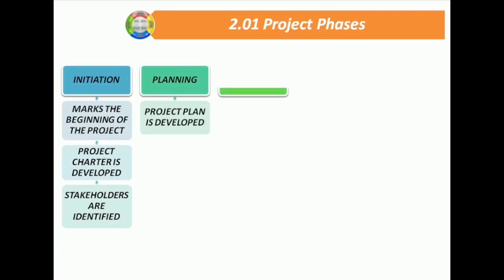This is followed by execution. The project work is carried out. Execution is where the teams are acquired and developed, communications are managed, procurements are conducted, overall process improvement happens, and stakeholders are effectively managed.